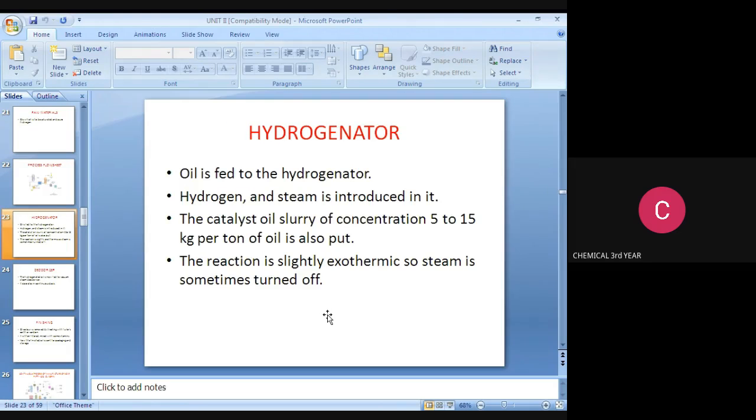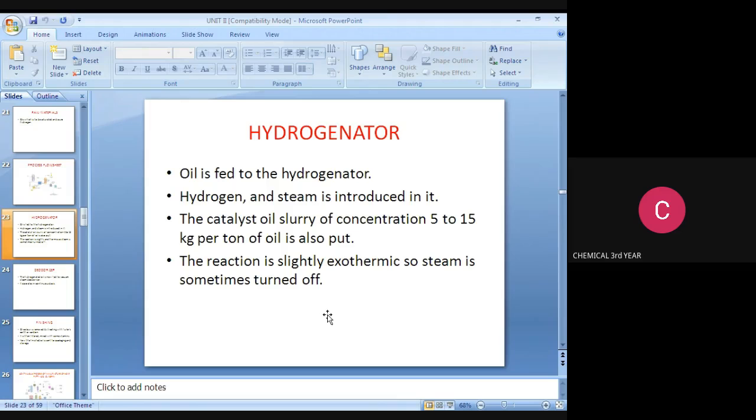Hydrogenator. What is the role of the hydrogenator in the oil industry? The oil is fed to the hydrogenator. Students, listen: sometimes this type of question may be asked in GATE. Oil is fed to the hydrogenator. In this hydrogenator we are introducing hydrogen and steam.